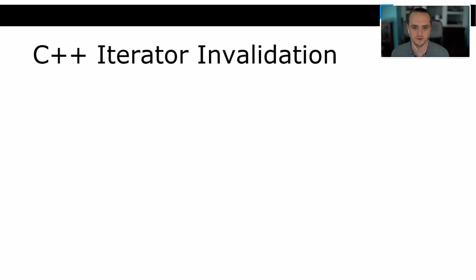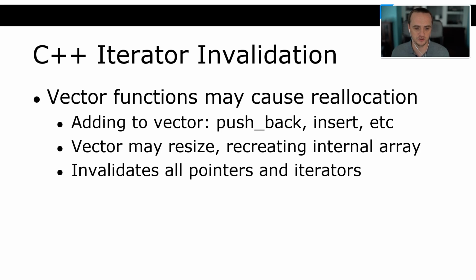But when can this happen? In C++ specifically, and in other languages as well, vector functions may cause a reallocation. For example, when you add something to a vector using push_back or insert or emplace_back or something like that, the vector may get resized. And that may recreate the internal array inside the vector, and that could invalidate all pointers and iterators inside the vector.